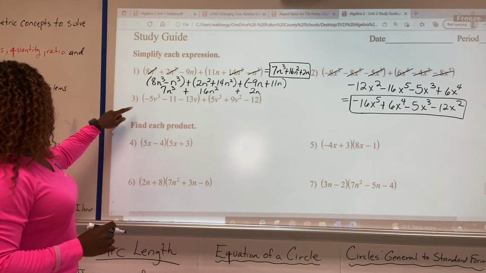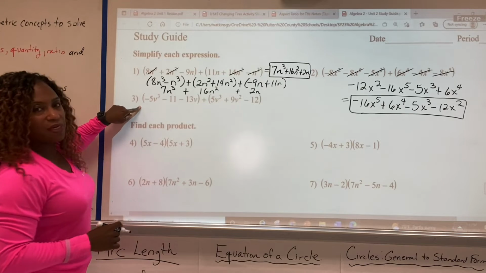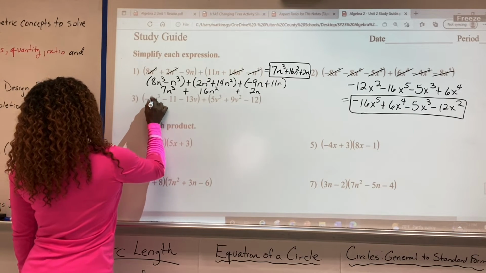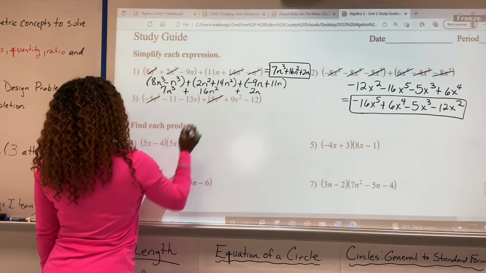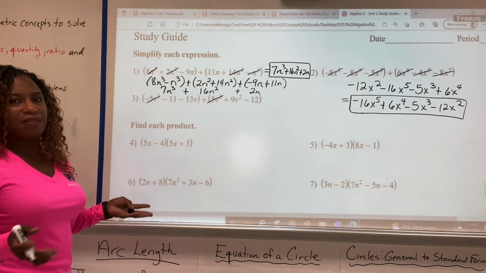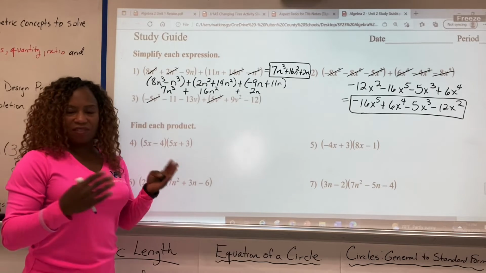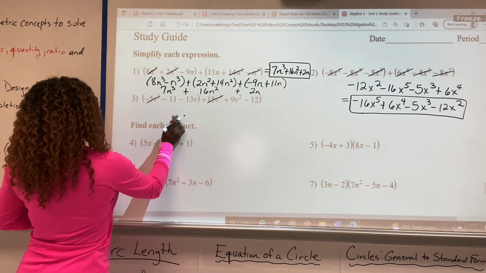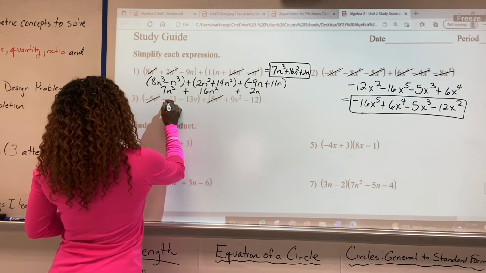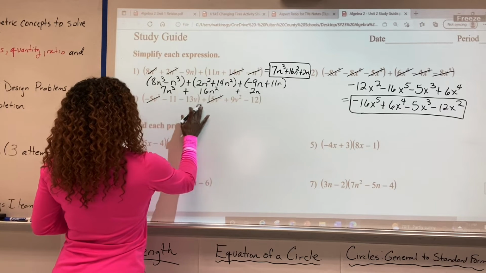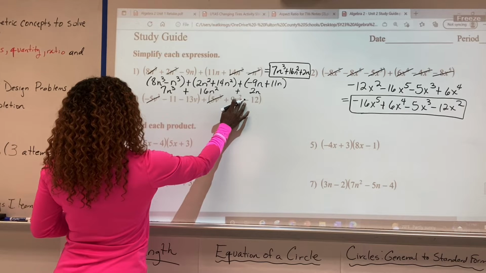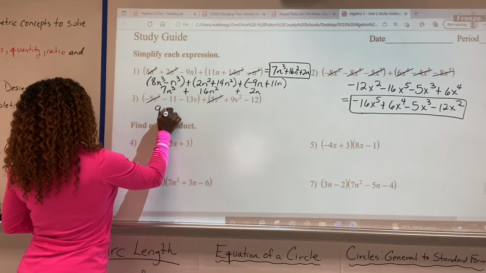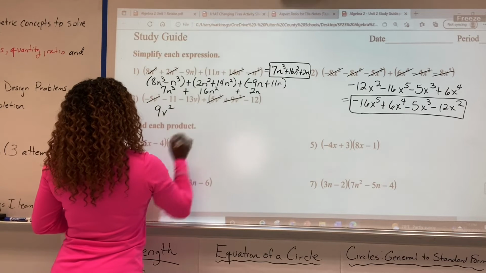And then for number 3, same process. So let's see what we have. We've got negative 5v to the 3rd and a positive 5v to the 3rd. They cancel each other out. That means I don't have any more v to the 3rd or v cubed terms. I'm going to go to the next highest exponent. So I've got 9v squared, but none over here. So I just need to bring that down. I've used up that one.